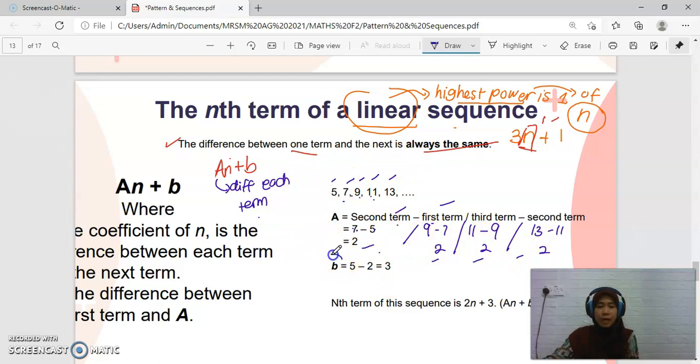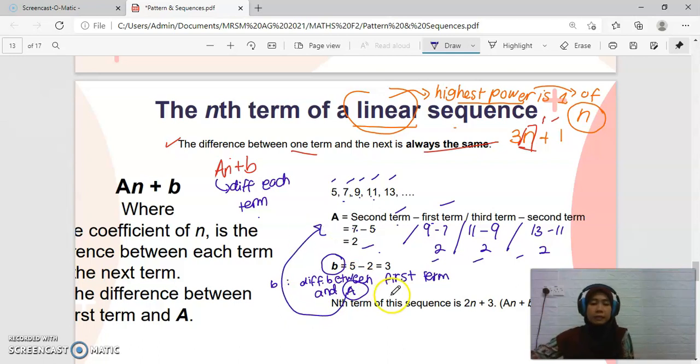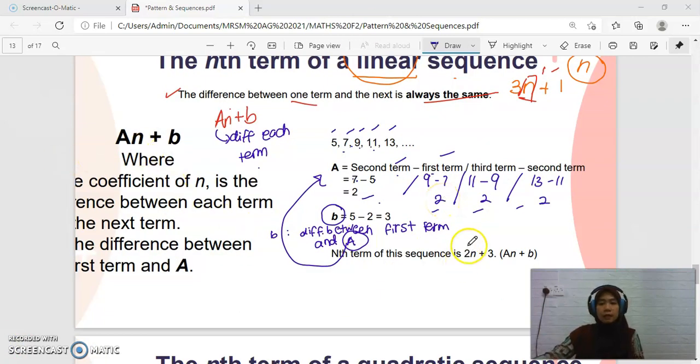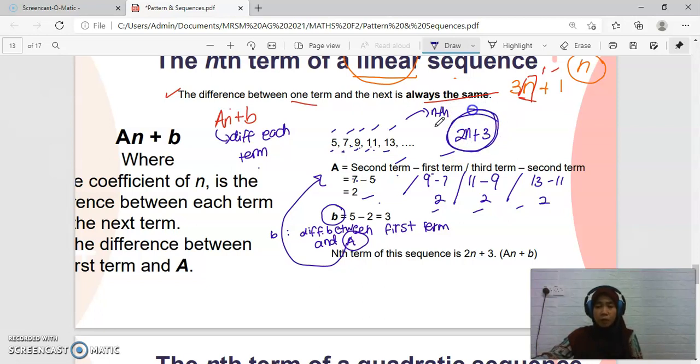So, what is b? B kat sini ialah the difference between first term of the sequence and a. A ni apa? A tadilah, yang awak dapat tadi. Okay. So for this one, kan nombor tadi 5, 7, 9, 11, 13, so nth term dia ialah 2n plus 3. So ini formula dia. This is the nth term atau formula for this number sequence.